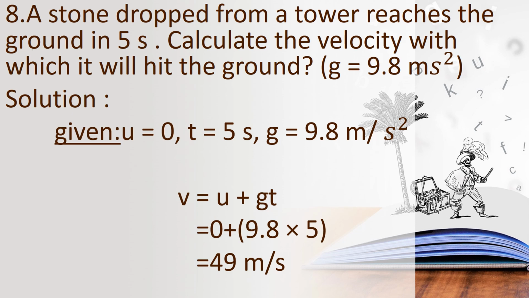Here it is freely falling, children. We are throwing that stone from the top of the tower. Before throwing, it will be at rest, so the initial velocity u equal to 0. Children, can you all understand what I am saying?